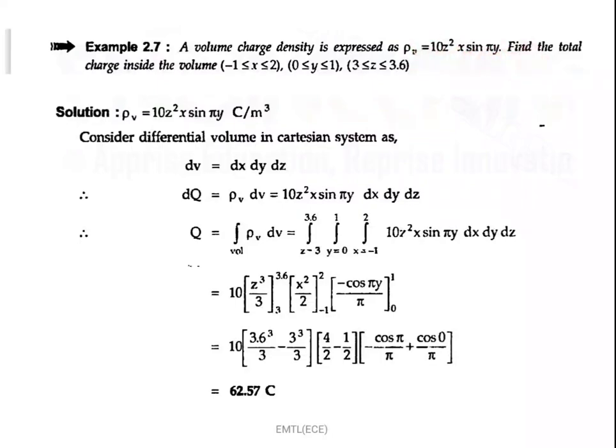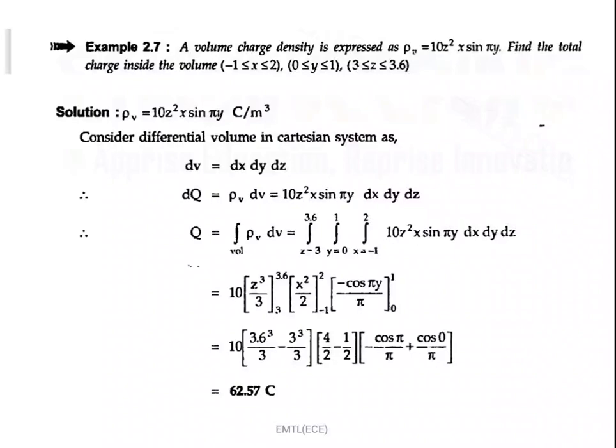When you observe the volume charge density expression, there are 3 variables x, y, z. That is the indication we have to integrate 3 times. So we already know charge distributions are of 3 types: line charge, surface charge, volume charge. And we also have to choose what type of coordinate system it is, whether Cartesian, cylindrical or spherical. That is also an important point. Here the only variables are x, y, z. That means they belong to the Cartesian coordinate system.